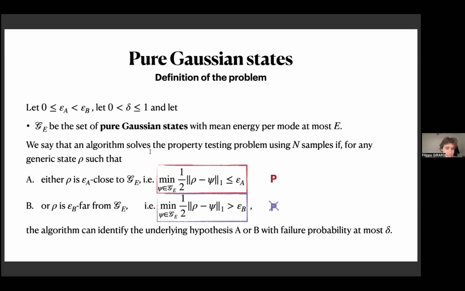So regarding pure Gaussianity, this is the setting. We fix epsilon A, epsilon B, failure probability, and we denote by G_E the set of pure Gaussian states with mean energy per mode at most E. So an algorithm to perform this property testing task is successful whenever the following conditions are satisfied. If we have a possibly mixed state ρ which is epsilon A close to the set of pure Gaussian states, then the algorithm must accept this state with probability at least 1 minus delta. And if the state, on the contrary, is epsilon B far from G_E, then the algorithm must reject the state. And in the gray area, as usual, we don't care about the answer of the algorithm.